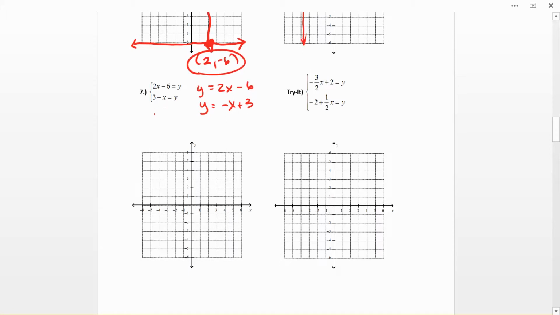So pay attention to the format so that you correctly identify what the slope and the y-intercept are when you go to graph them. In this particular problem, my y-intercept is -6. My slope is 2 over 1.